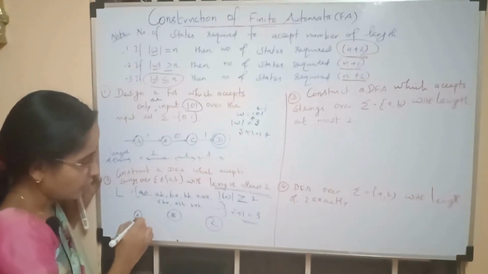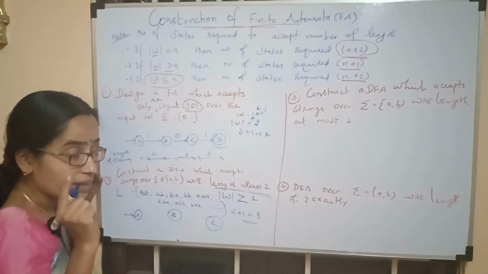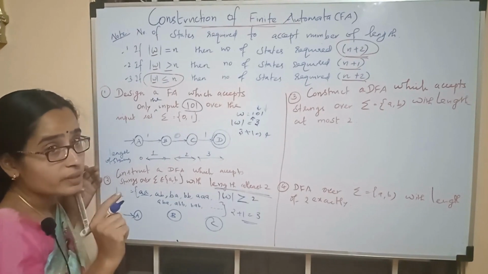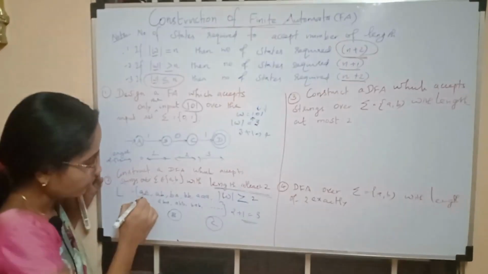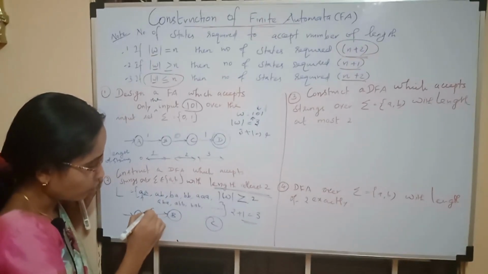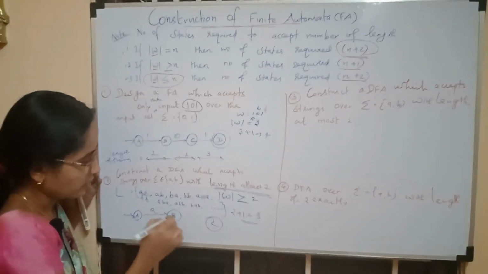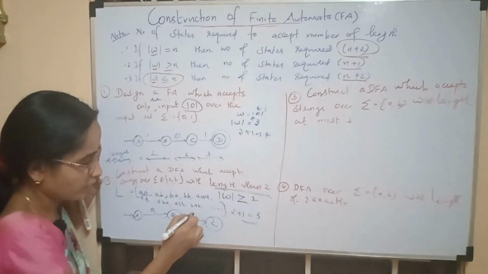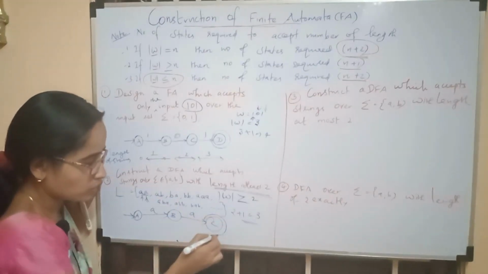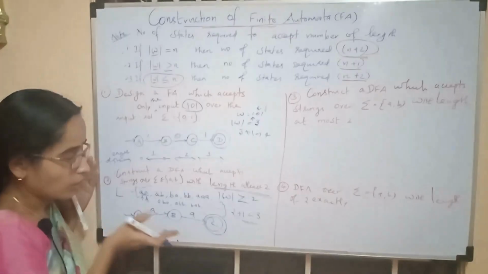So 2 means this is one option, AA, so it should accept AA, right? When the finite automata looks at the string AA, it should accept that string. So the finite automata reads A, it goes to one state, and then I have another A, so I go to another state. When I see A, I should accept, which means this state should be a final state. I hope you have got half the answer.